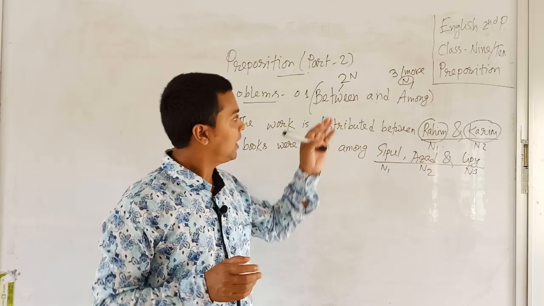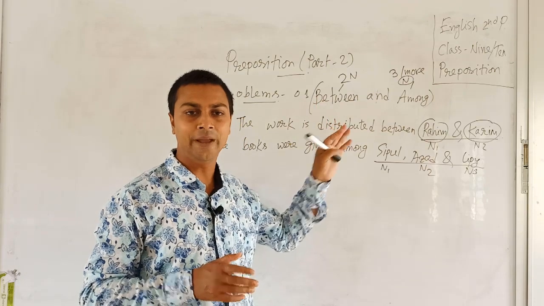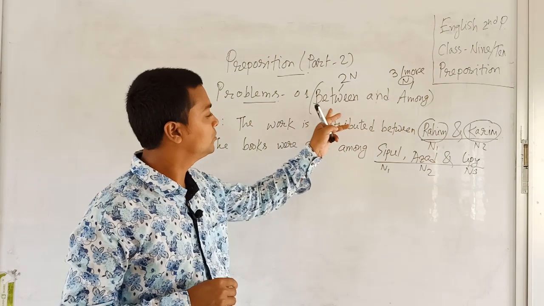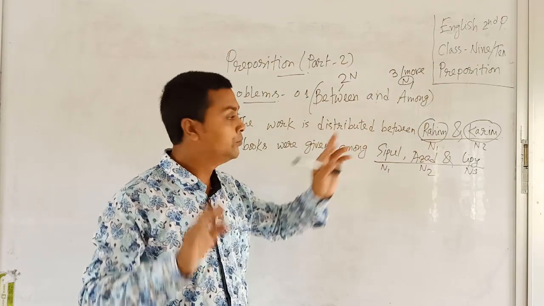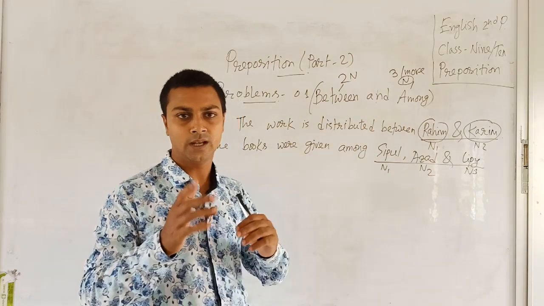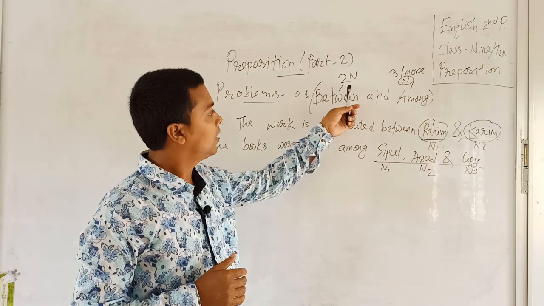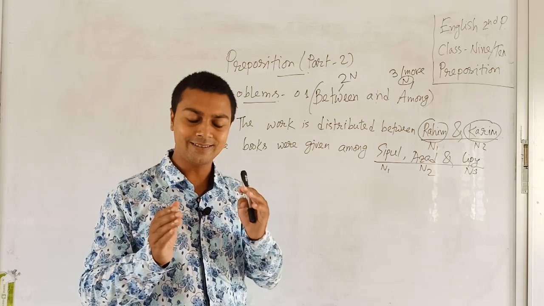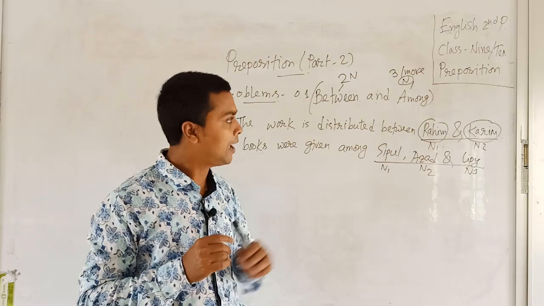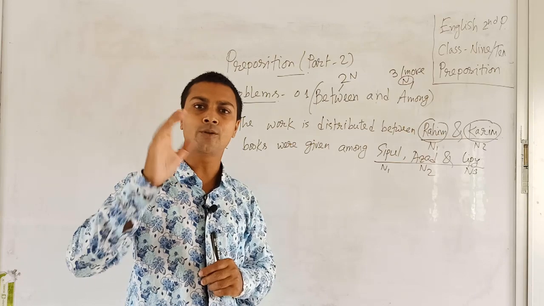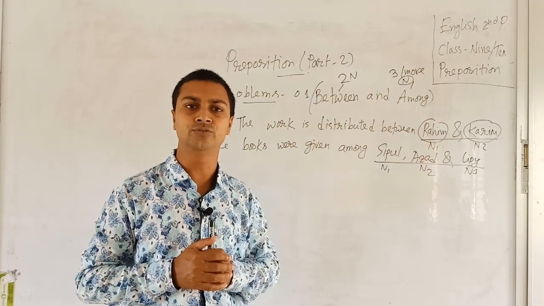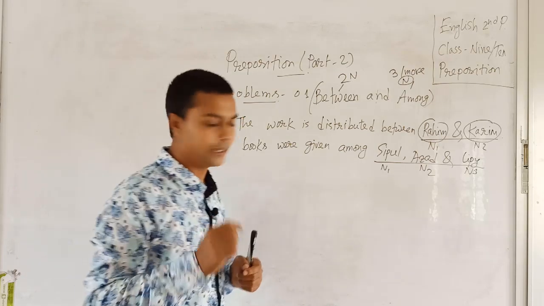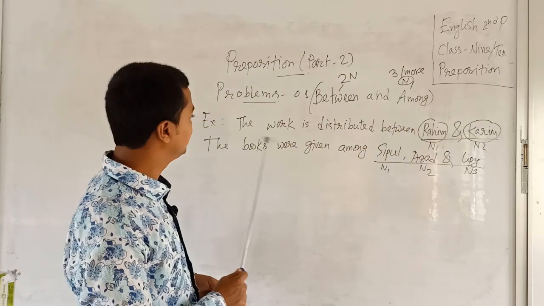So I think this is the problem and this may confuse you. You should be serious when you use between and among. I repeat, between is used when two nouns are connected in a sentence, and among is used when three or more nouns or plural nouns are used in a sentence. Hopefully you understand. Okay, I write here two examples.